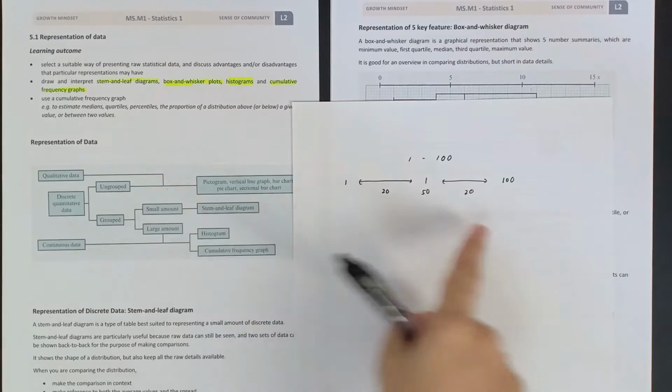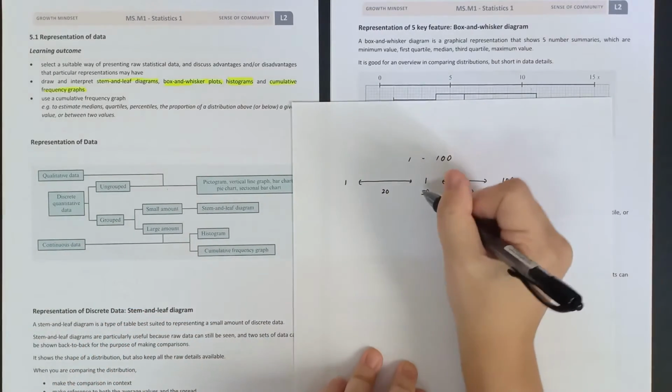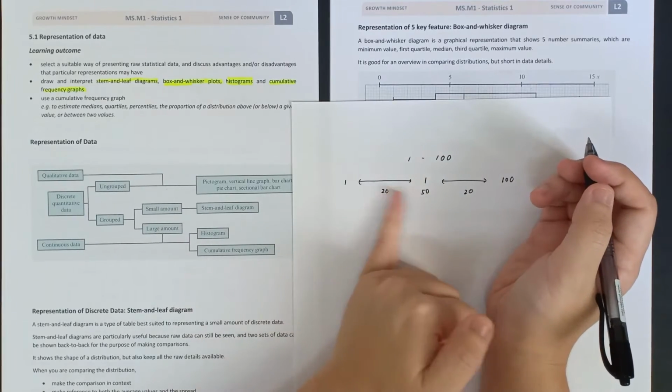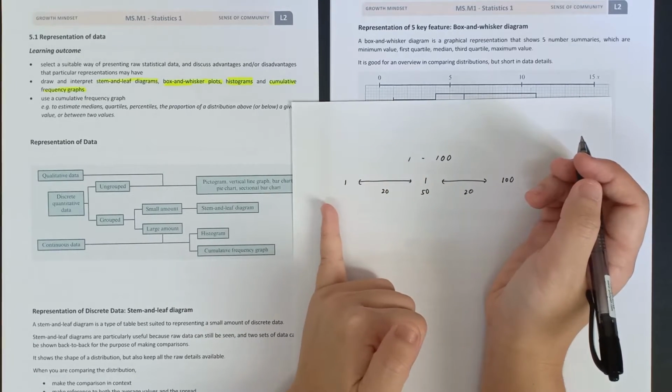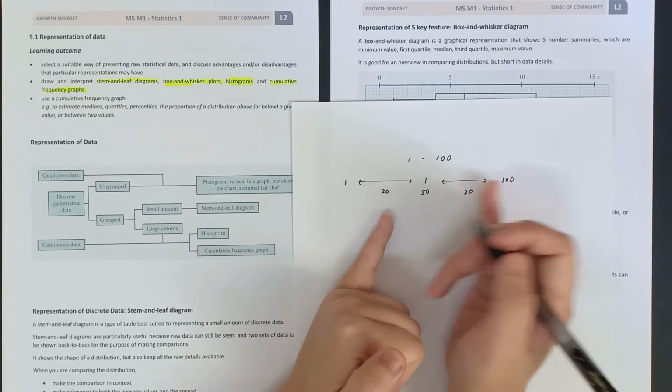So this type of distribution, we call it symmetric. If this is the median, the numbers before my median and the numbers after my median are roughly the same as each other.